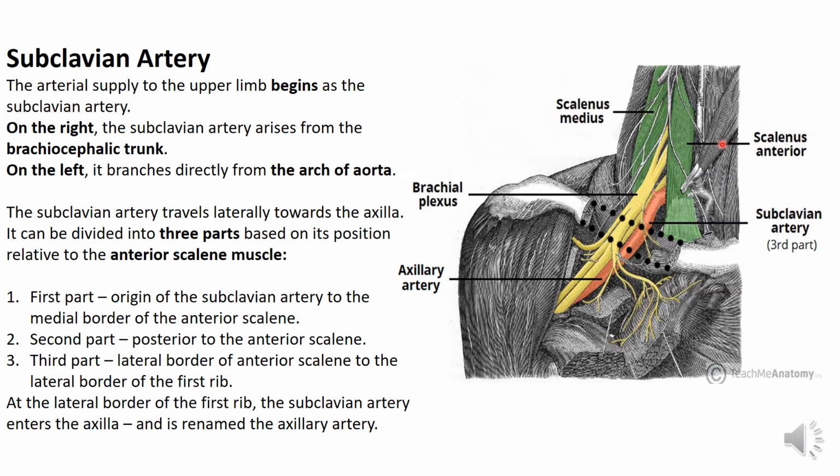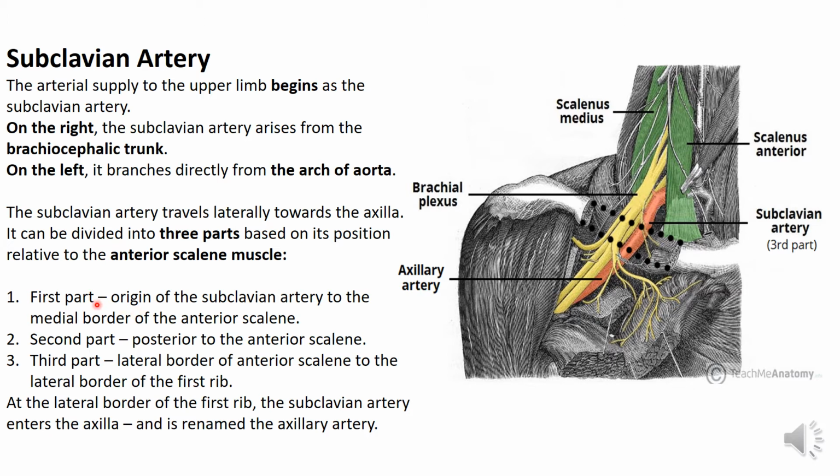You can see a muscle here, green colored muscle, that is called a scalenus anterior or anterior scalene muscle. This is the lateral border of the muscle and this is the medial border of the muscle. Based on the position of this muscle and the subclavian artery, it is divided into 3 parts.